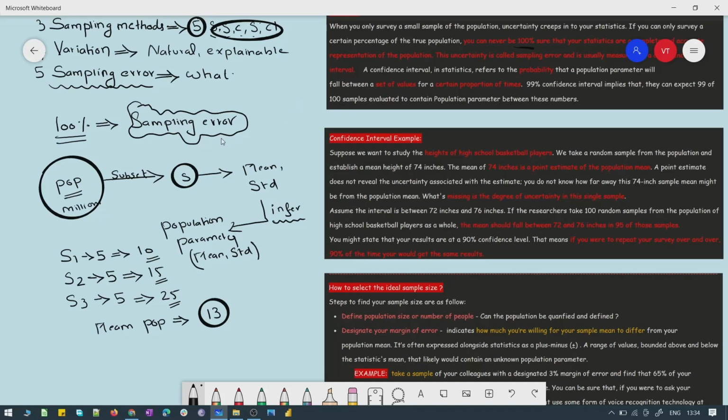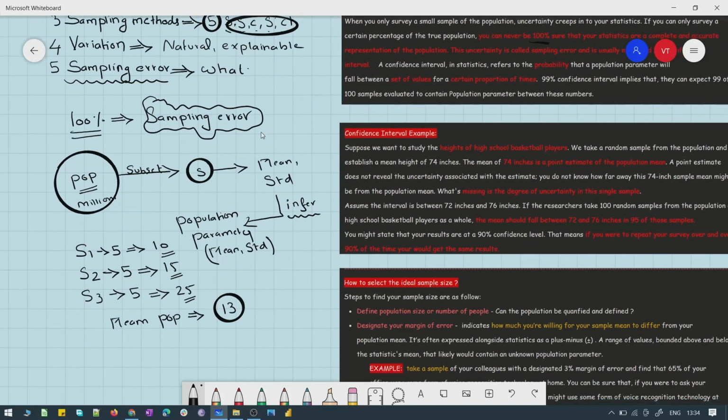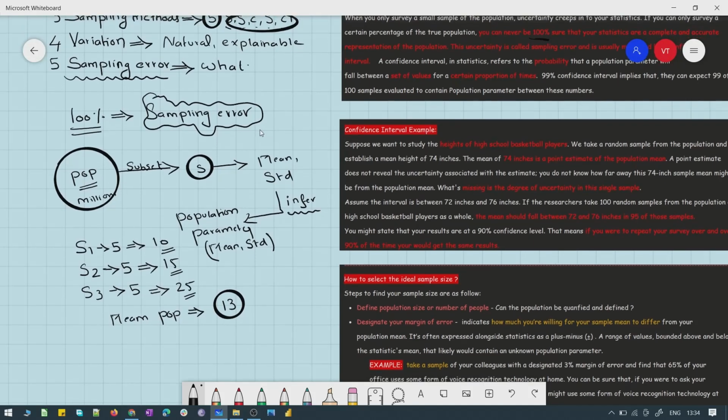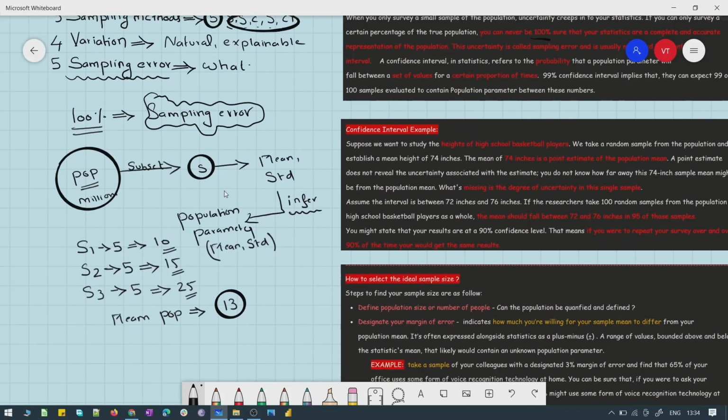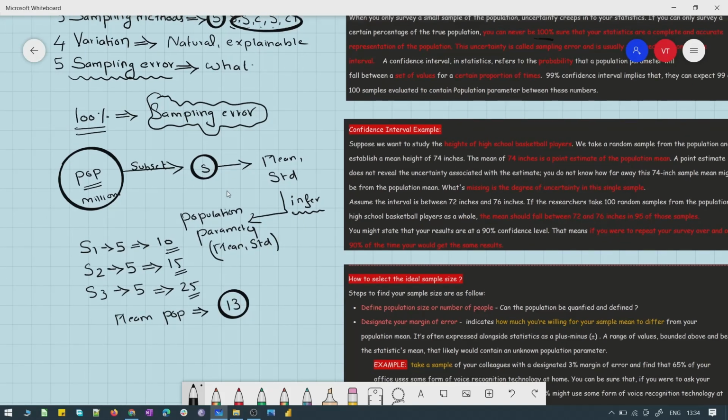Okay, so this sampling error is bound to happen no matter what I do. But how do I reduce it? Correct? How do I address this? How do I infer the population parameter with confidence? That is what we're going to discuss in this particular class.